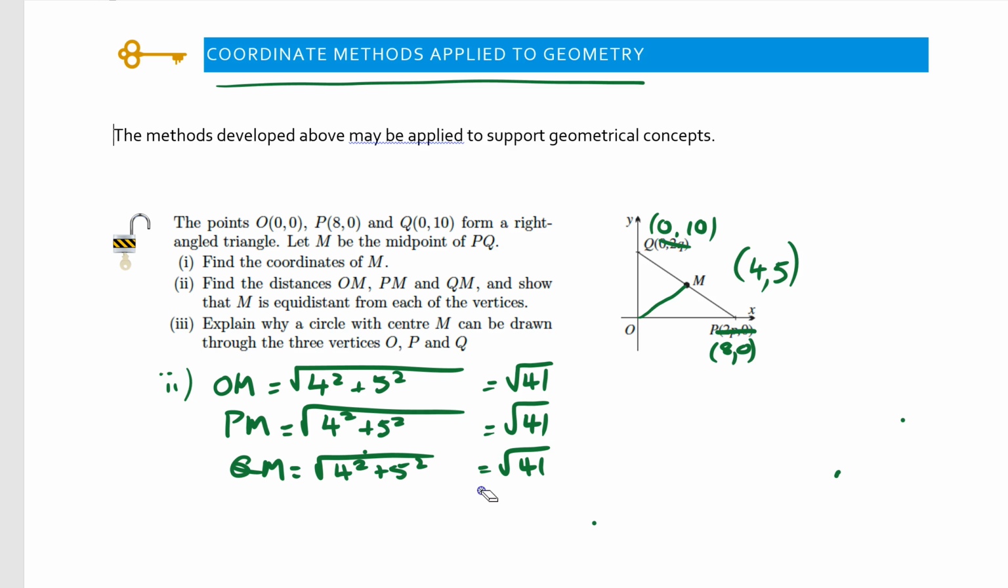So all these are okay, and for part 3, explain why a circle with centre M can be drawn through the 3 vertices O, P and Q. Well, the reason of course is that these distances are all the same, and this is on a straight line, this is the diameter of our circle, and this is the radius, so the circle has to pass through all those points just there.